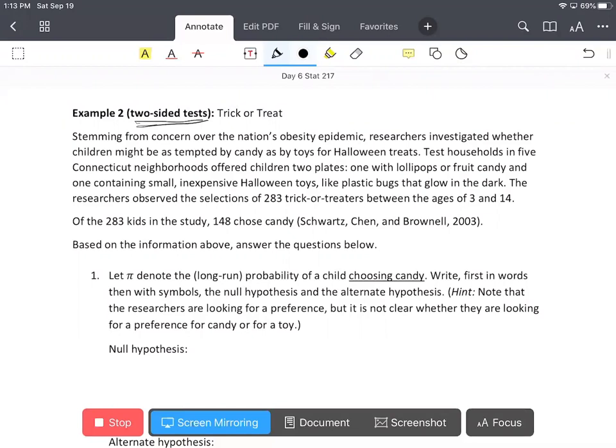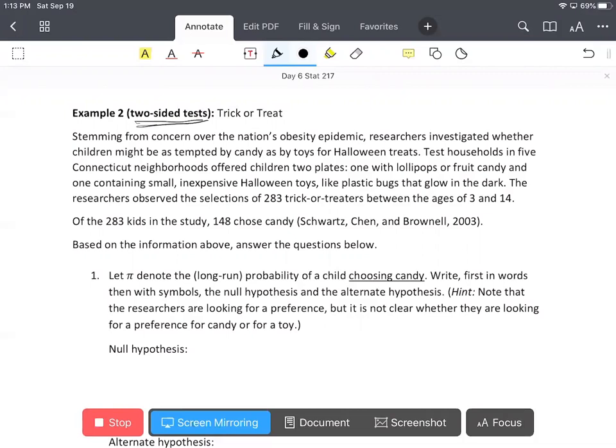Now, personally, on a side note, lollipops or fruit candy or a small inexpensive Halloween toy. I don't know if you guys remember Halloween, but for me, it would really depend on the candy, and it would really depend on the toy. So I'm just saying, it doesn't sound like great options all the way around to me.